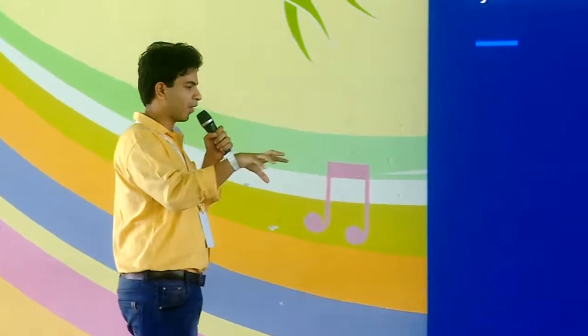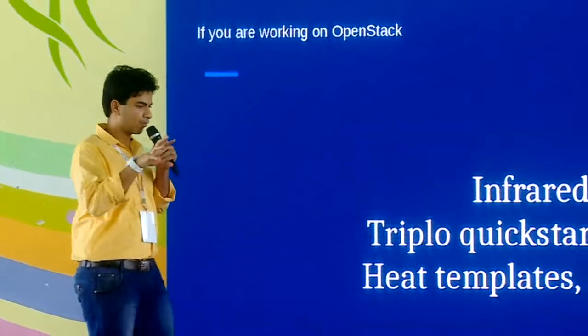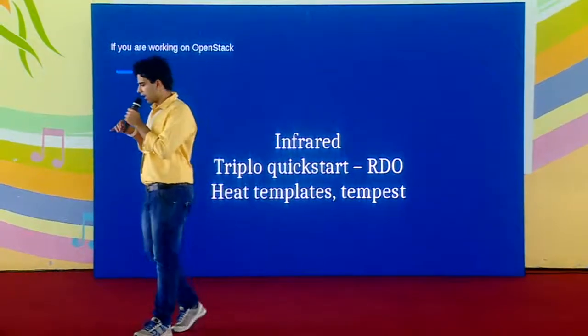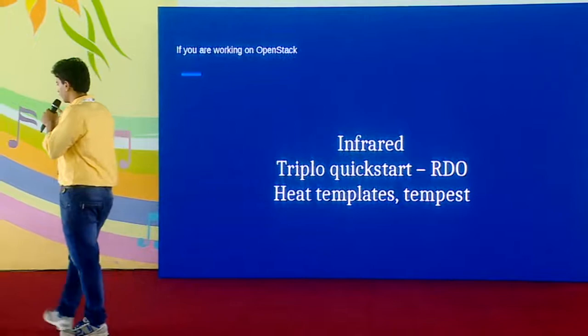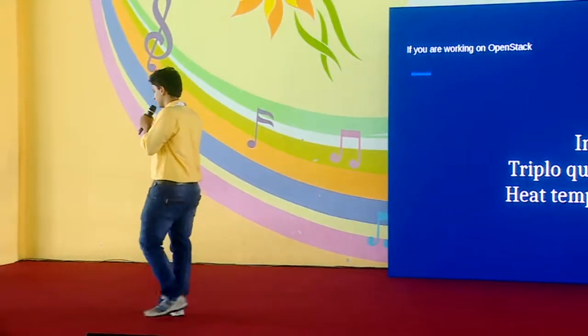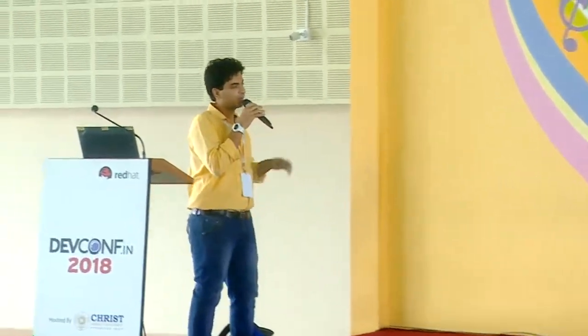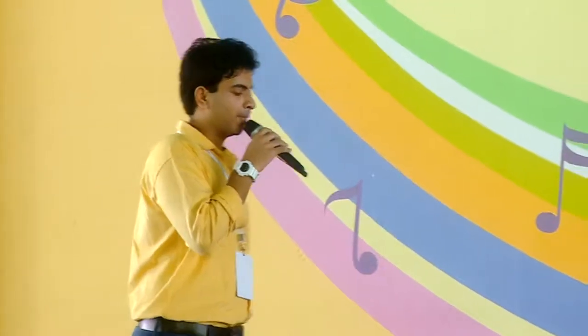But since the last 2 years maybe, TripleO came into the picture, which is OpenStack on OpenStack. Let's say you have only one machine with a lot of hardware resources. Whatever nodes you previously had to manage separately, using TripleO you can manage, install and deploy on a single machine. So that's the main advantage of TripleO. Many companies are using TripleO instead of plain OpenStack.